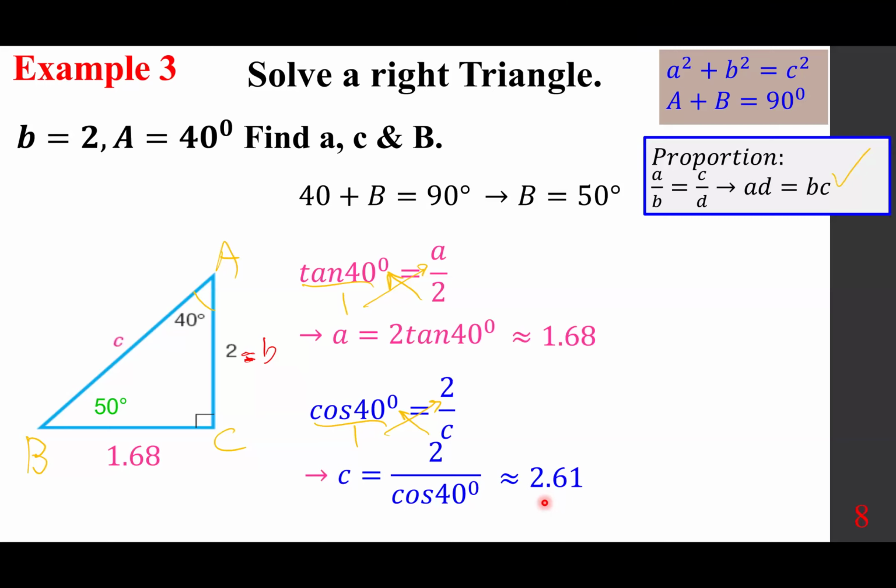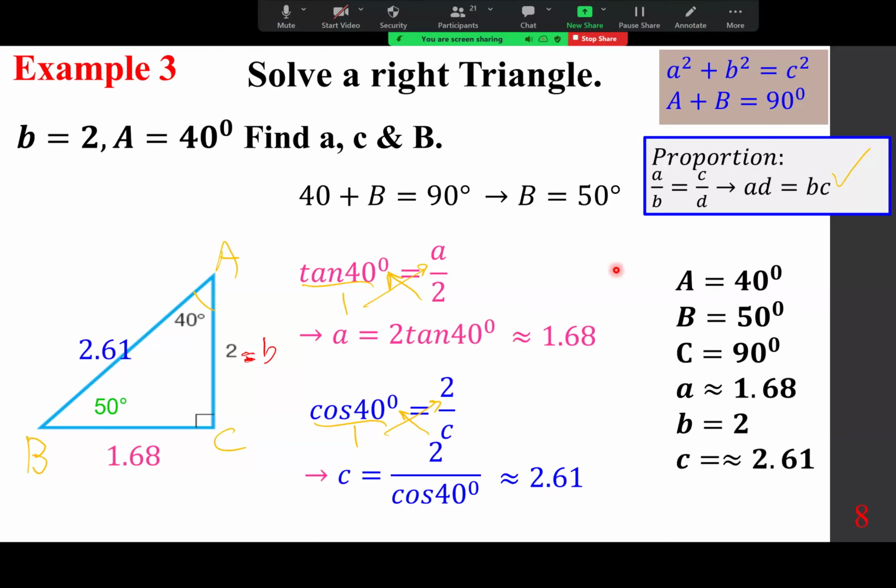So let's write the synopsis of what we came up with. So this is 2.61. A was given as 40. B was found to be 50. C, 90 degrees, capital. Capital represents the angle of vertices. Lowercase a found to be 1.68. Lowercase b was given as 2. Lowercase c was found to be 2.61.